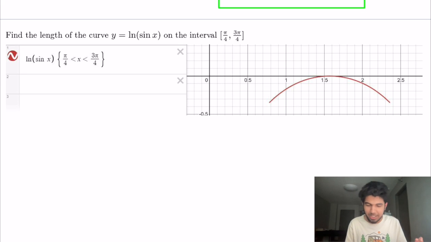Find the length of the curve y equals ln of sine of x on the interval pi over 4 to 3 pi over 4. There's a picture if you're excited.